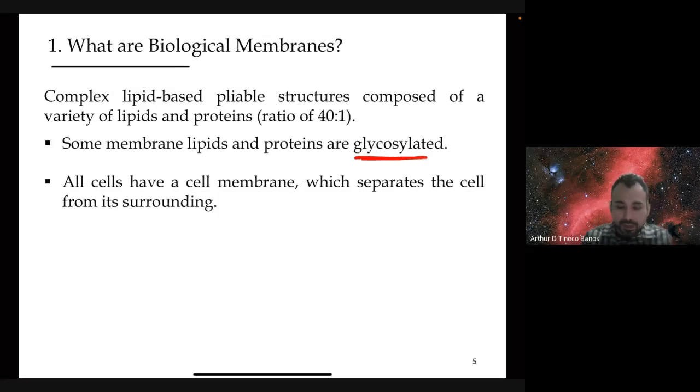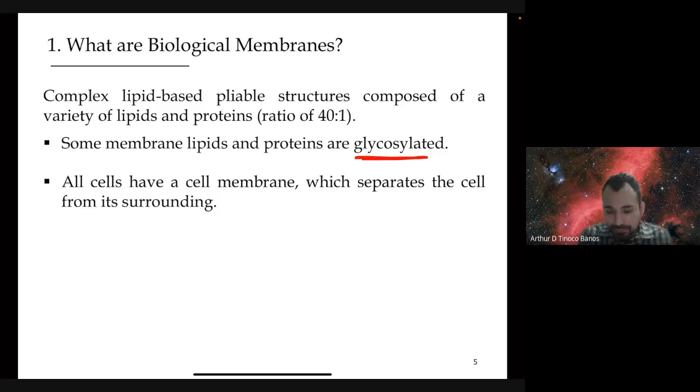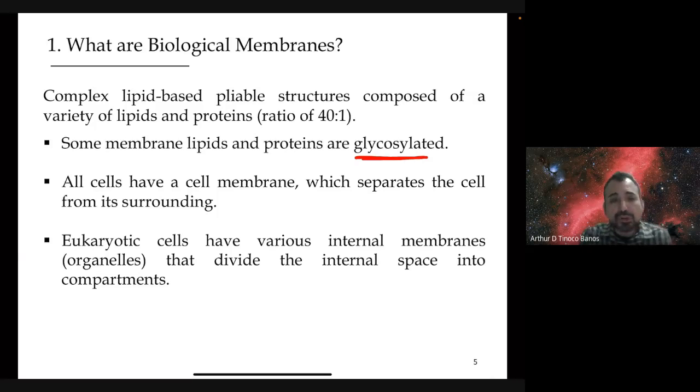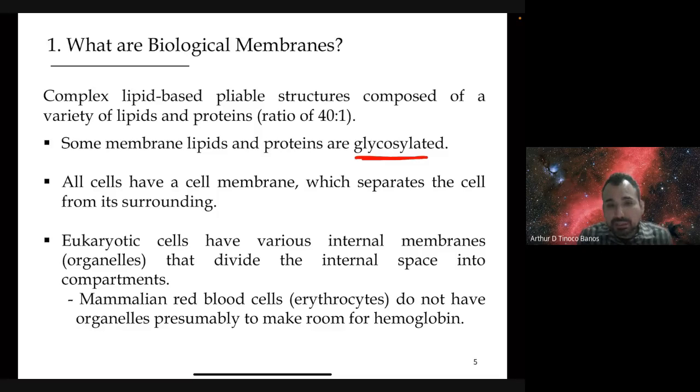All right, all cells have a cell membrane, which basically separates the cell from its surroundings. Eukaryotic cells have various internal membranes, when you want to think about them, the organelles, that divide the internal space into compartments. Mammalian red blood cells, so erythrocytes, do not have organelles. And presumably, this is because they want to make room for a lot of hemoglobin. And if you know what hemoglobin essentially is, right?